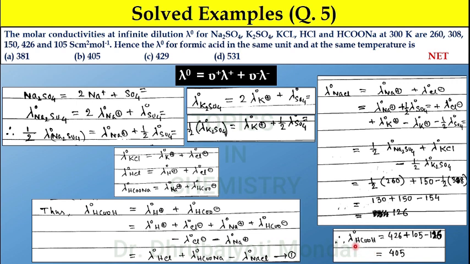Finally, you can write what is the lambda 0 of HCOOH that is equal to lambda 0 of HCl that is given. Lambda 0 of HCl is 426, plus lambda 0 of HCOONa. So HCOONa is 105 minus lambda 0 of NaCl that is equal to 126. So that is the value 405. Okay, so that is the lambda 0 of HCOOH, and the answer is 405 S cm square mole inverse. Okay, thank you.